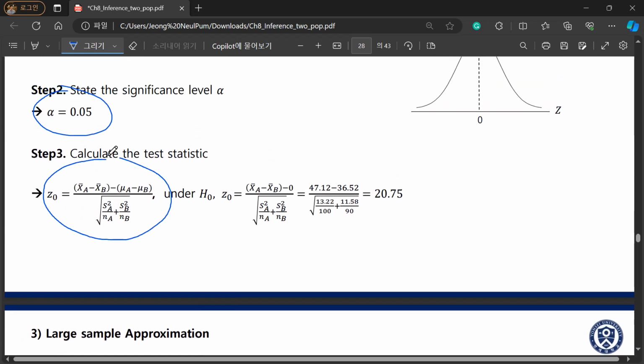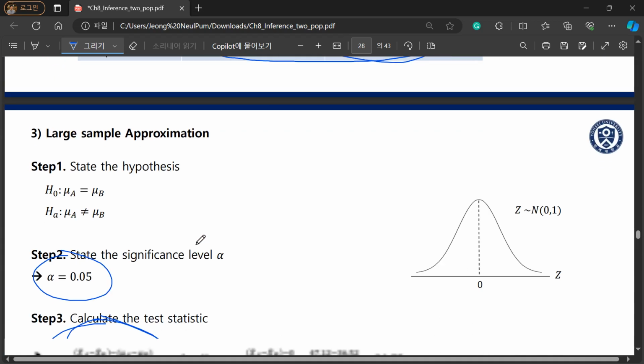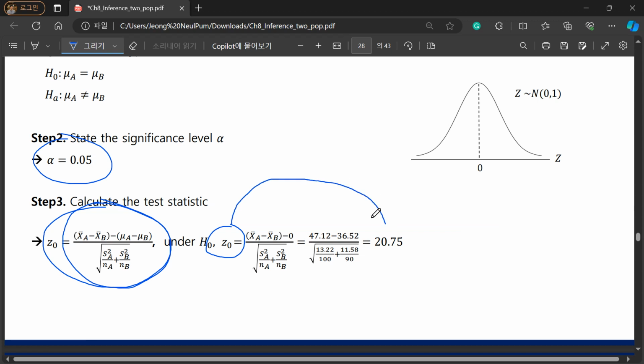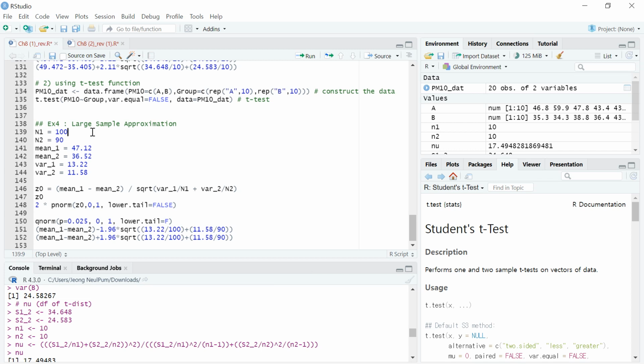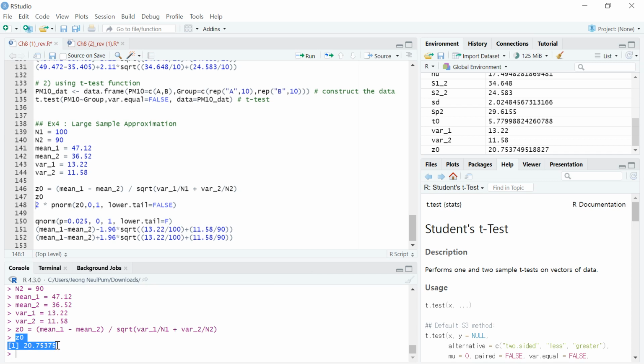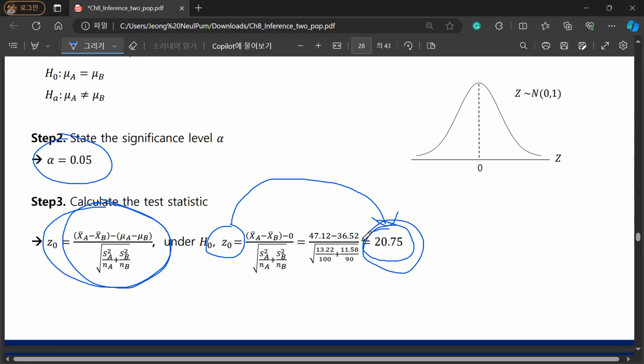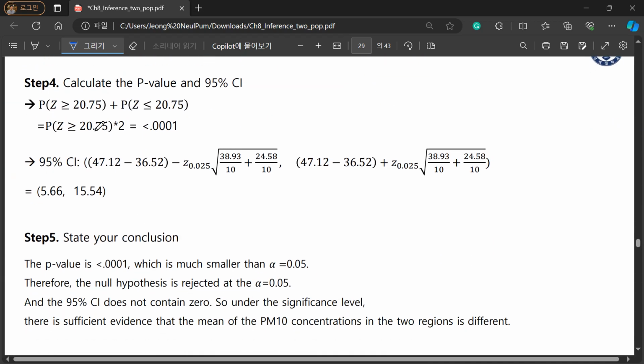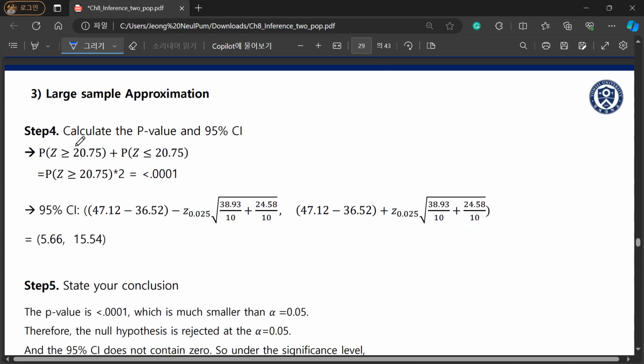So by using this formula and this information, you can see that the test statistic is about 20.75. So let me implement the same code. You can see that this code gives us the value 20.75 as the test statistic, which is the same as this one here. And because we are dealing with the two-sided test, you have to multiply the result of the pnorm function by 2.